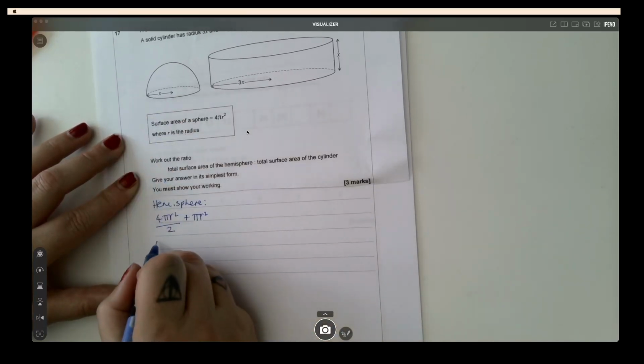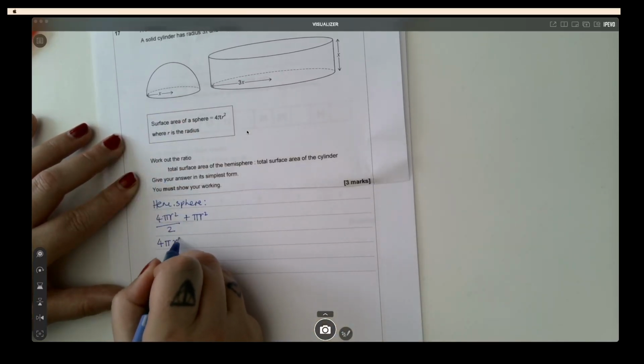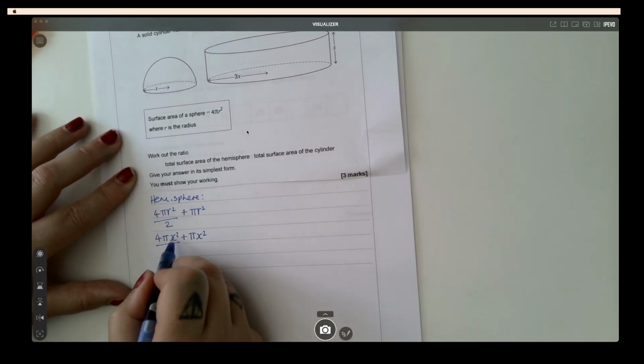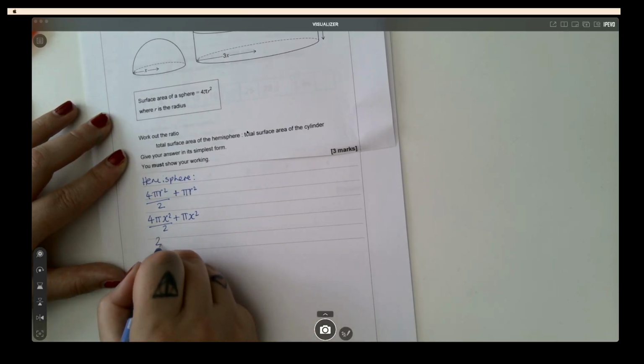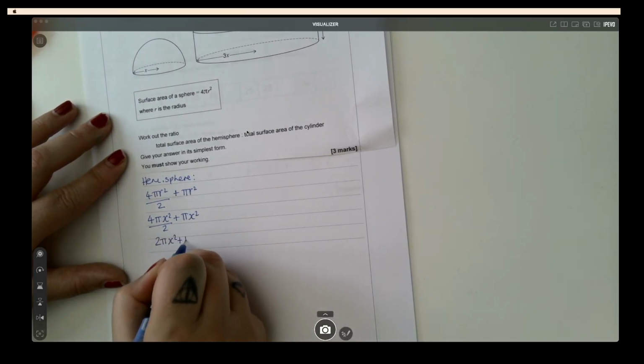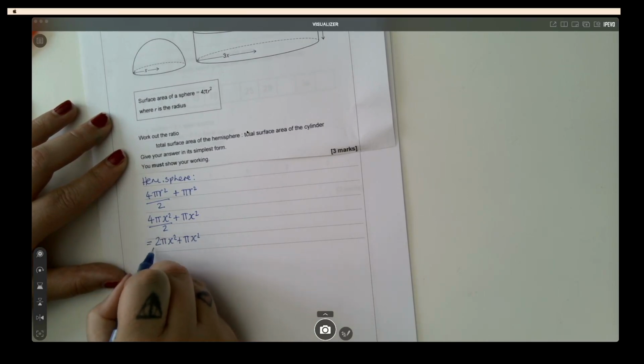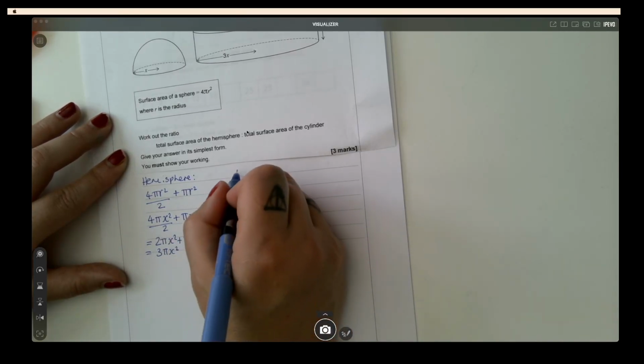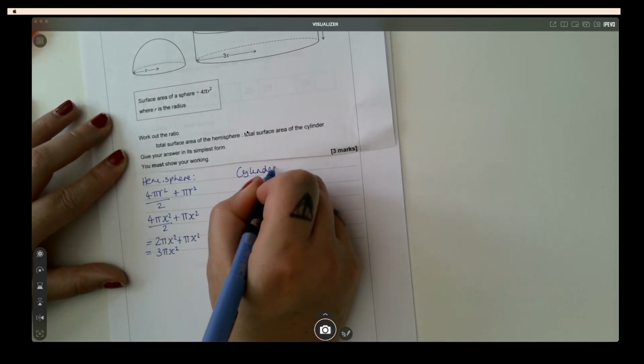We know the radius is x, so we have 4 pi x squared over 2 plus pi x squared. 4 pi x squared over 2 can be simplified to 2 pi x squared, and then 2 pi x squared add pi x squared is 3 pi x squared. So that's the hemisphere. Let's deal with the cylinder now.